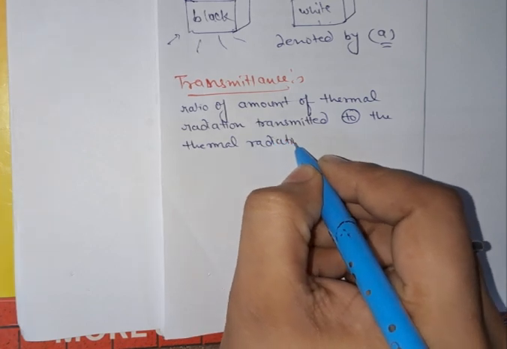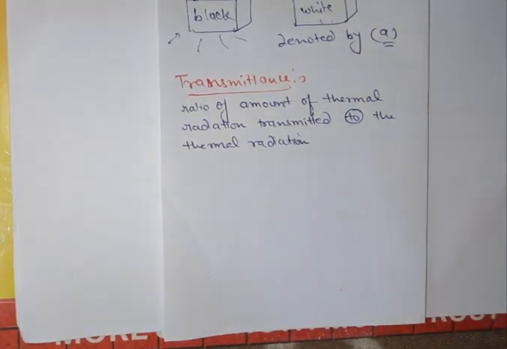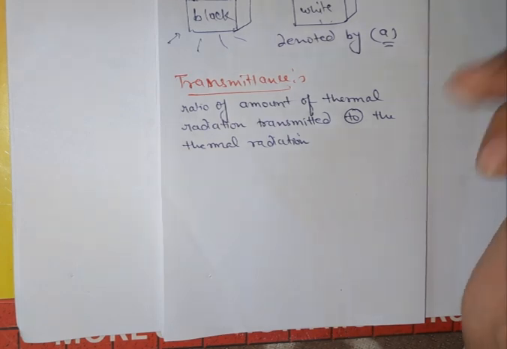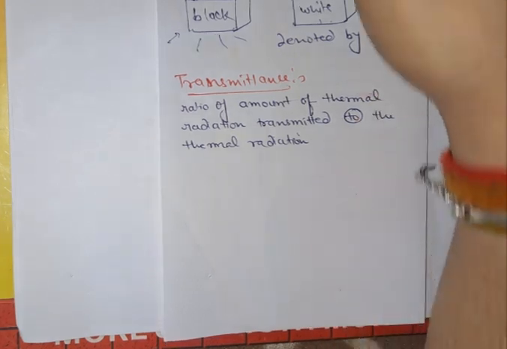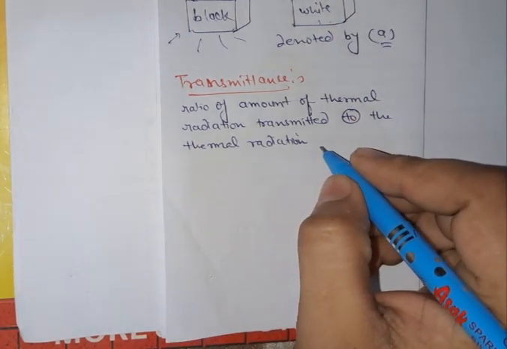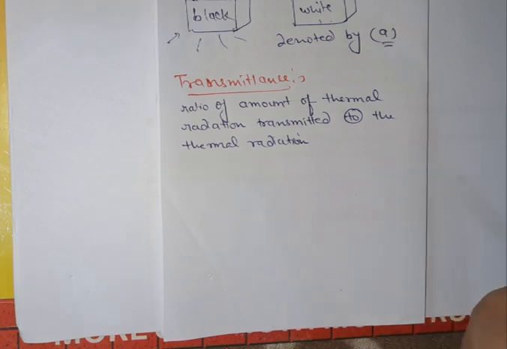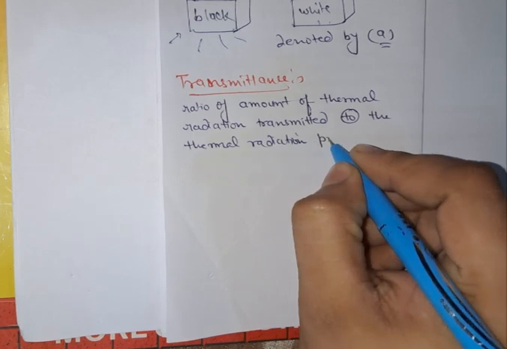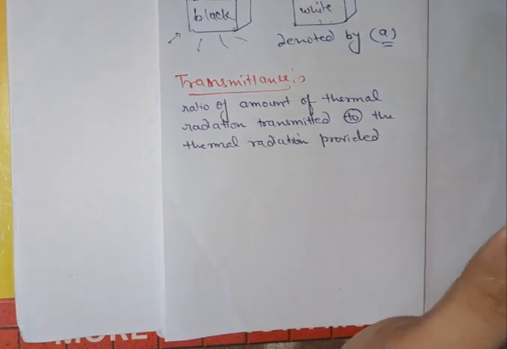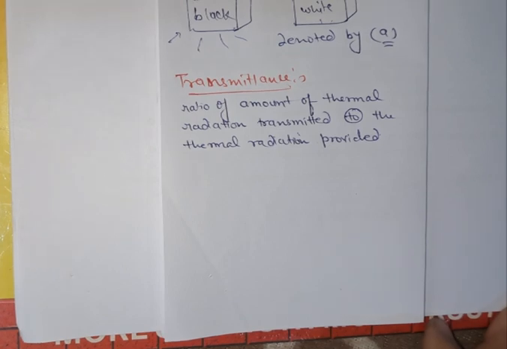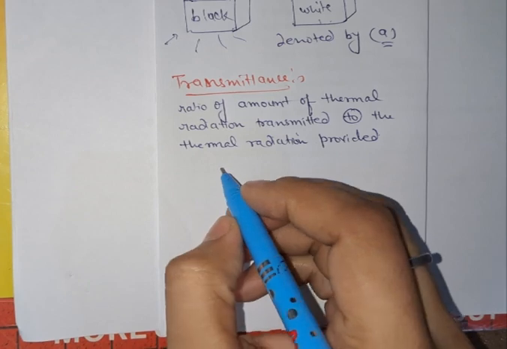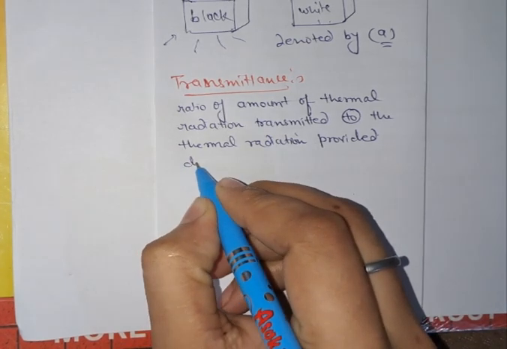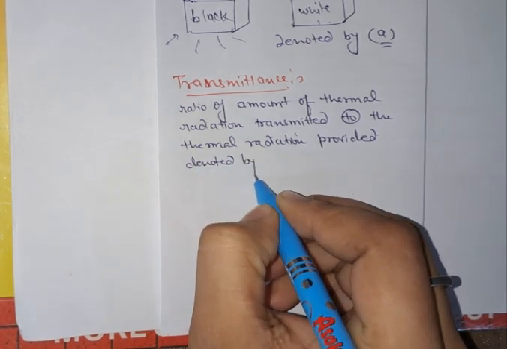So whatever thermal energy is being provided to the object, the amount of thermal radiation reflected, the amount of thermal energy absorbed, and the amount of thermal energy transmitted are the three basic properties, or abilities, of any substance. So let this be denoted by T.